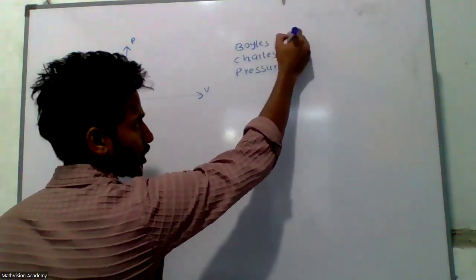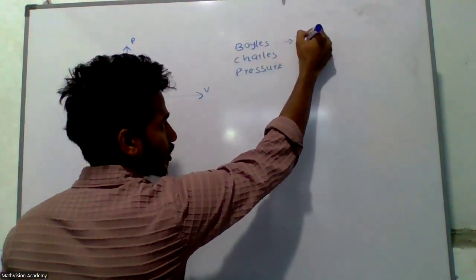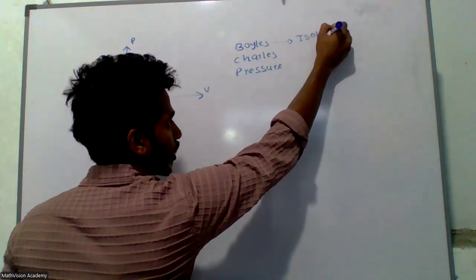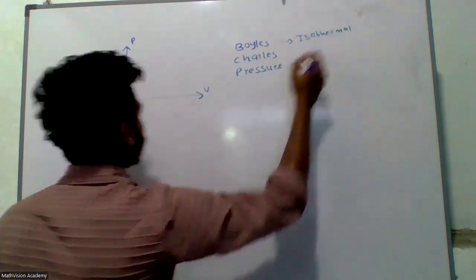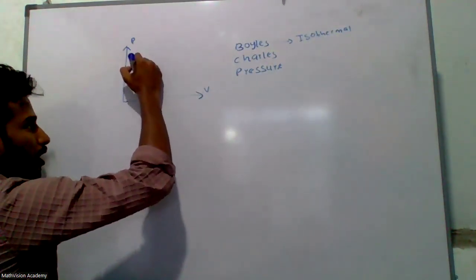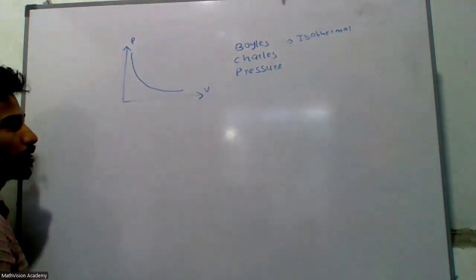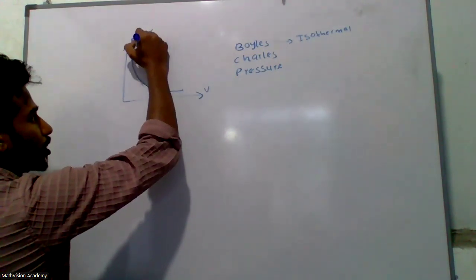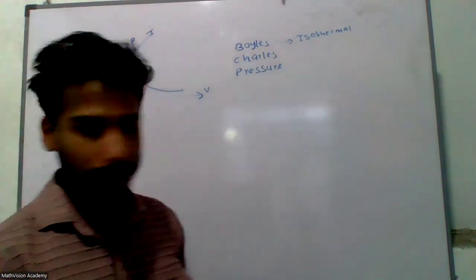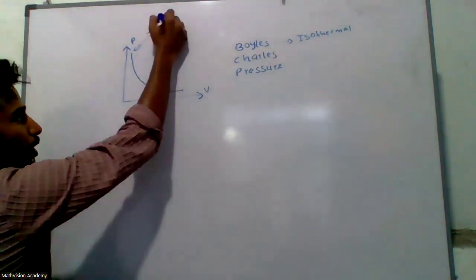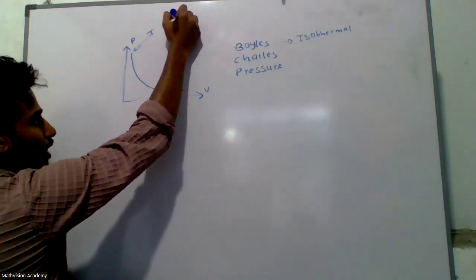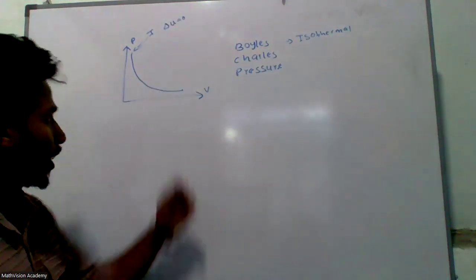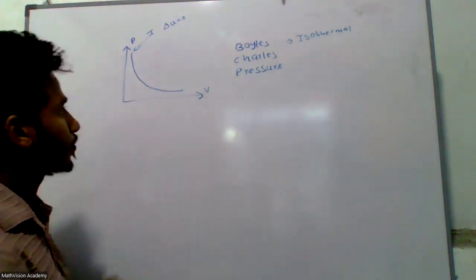Boyle's law is considered as isothermal lines, which will look something like this. You should understand that temperature is a constant in this process. The temperature is a constant, so there is no internal energy change. So delta U is equal to 0. And I will explain what they are.